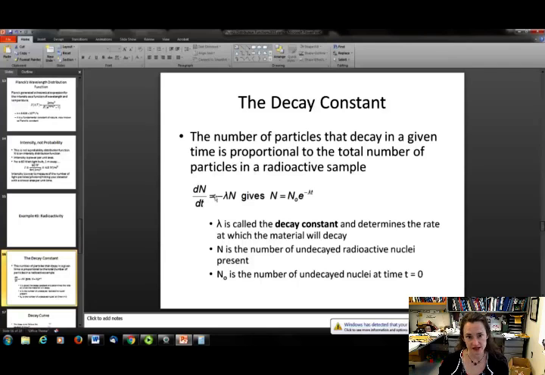So the expression is that the number of atoms that decay per unit time, dN/dt, is negative lambda times N, where N is the number of atoms in your sample, okay? Lambda is your decay constant. It determines the rate at which the material will decay, kind of how fast it occurs. And you have a minus sign here because you're losing atoms. Now, since N is proportional to its derivative, you get an exponential function for your decay. So the number of atoms will decay as an exponential function.